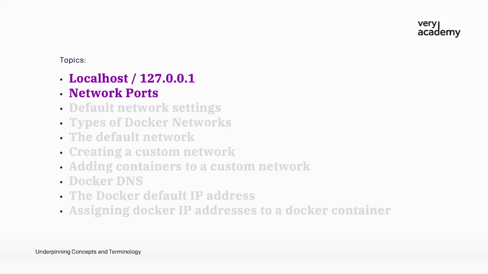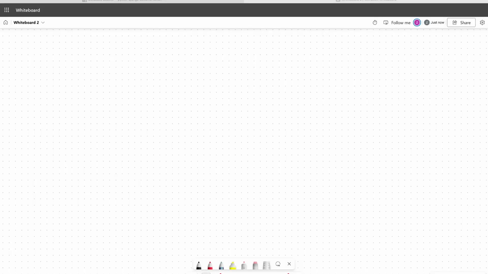Now that we have the underpinning knowledge of localhost and loopback addresses, let's talk about network ports and how they play a crucial role in accessing Docker containers. I like to think of ports as doors, entry points or channels through which data travels in and out of your computer or container. Each port can be identified by a number. Typically, ports range from port 0 to port 65535.